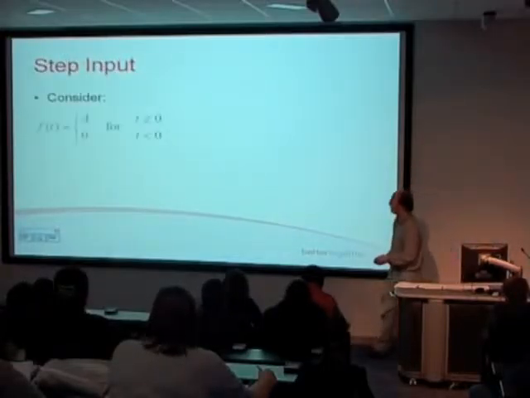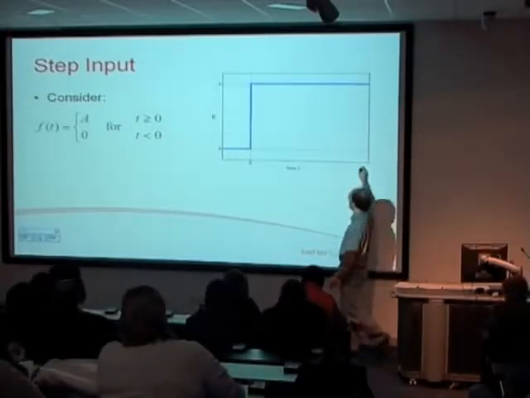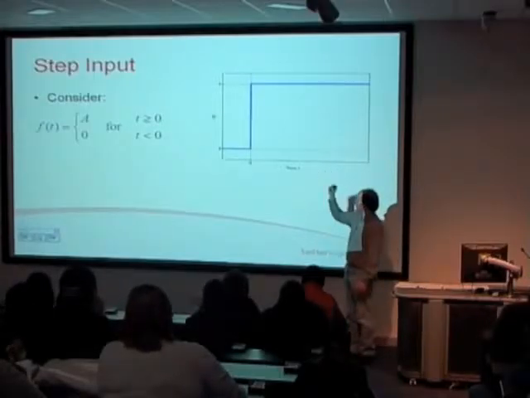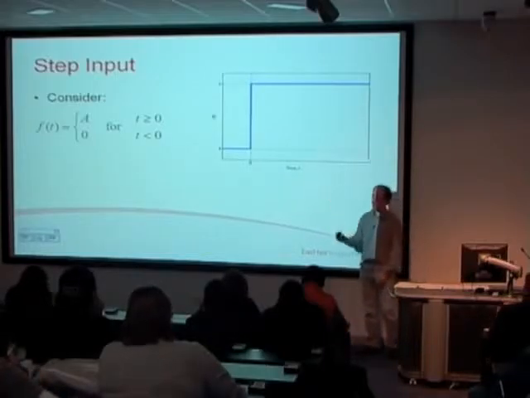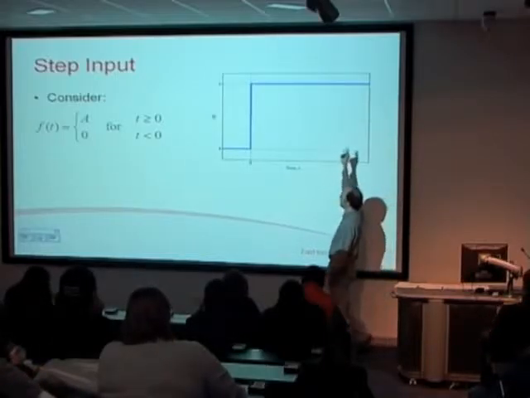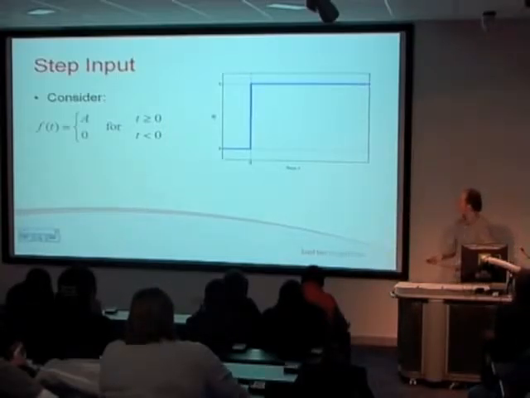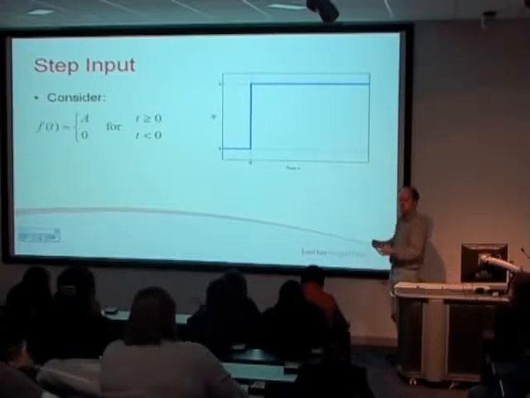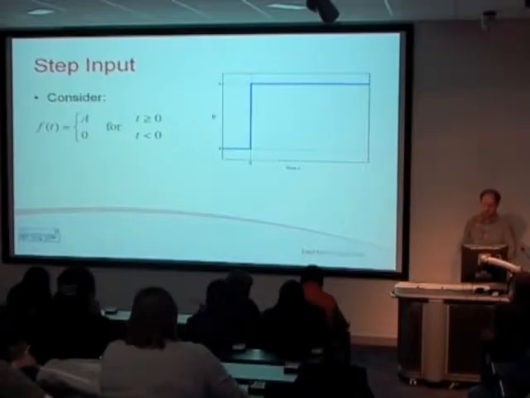A step input, let's assume that it looks something like this. You've got time along the x-axis, some function in time along the y-axis, and up to time equals 0, the value is 0. Then after that point, you just have a constant value of a. So this is a step input. Nice and simple. Often systems will be using step inputs. You set it to a certain value, and that's what it looks like.